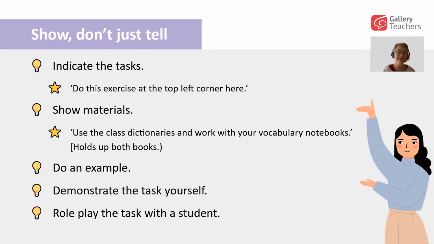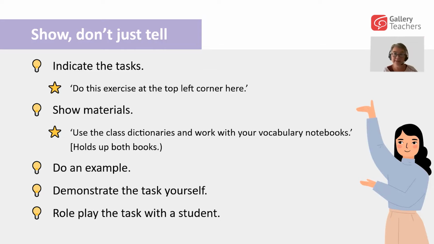Show them by indicating the task. Hold up the book and say, for example, do this exercise at the top left corner here, the one labeled B. And if any extra materials are needed, you could hold these up and show them to the class. Use the class dictionaries and work with your vocabulary notebooks. So you could be holding up the vocabulary notebook and the class dictionaries. If you're working on an interactive whiteboard, you could also zoom in to the respective activity or the task.